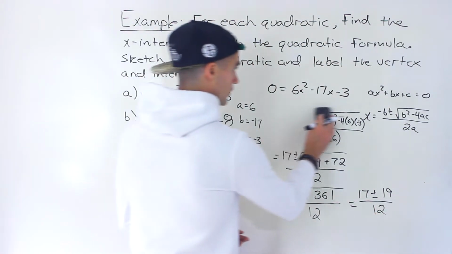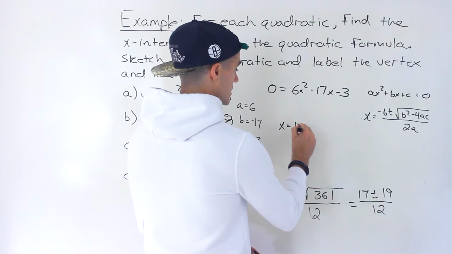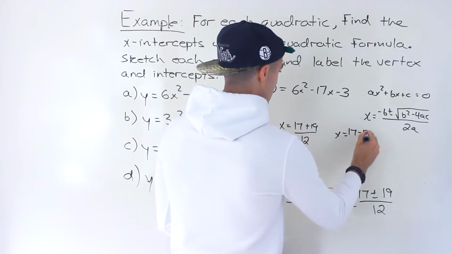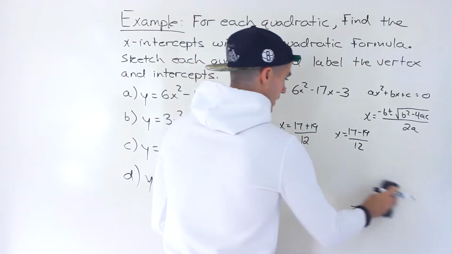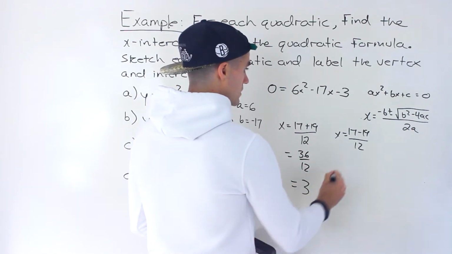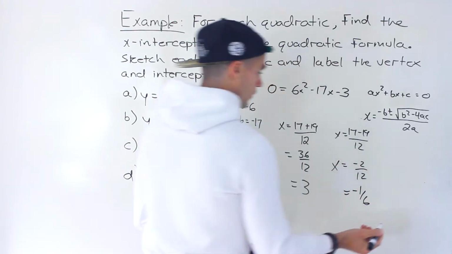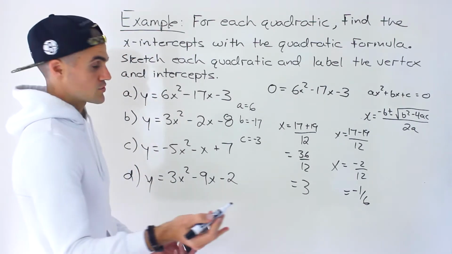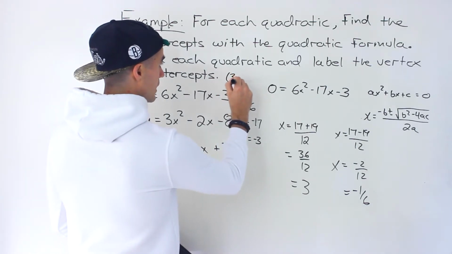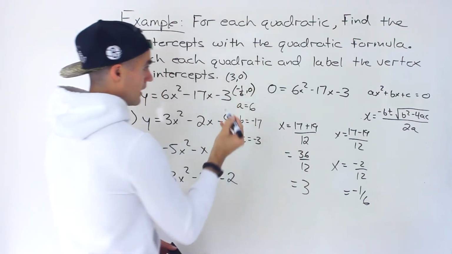So notice there are going to be two solutions in this case, either x equals 17 plus 19 over 12, or x equals 17 minus 19 over 12, like that. So this would give us, what, 36 over 12, which would give us 3. And then this over here would give us -2 over 12, which would give us -1 over 6, like that. So those right there would be your two x-intercepts. So the coordinates would be 3 and a y value of 0, and then we'd have -1 over 6 and a y value of 0 as well.